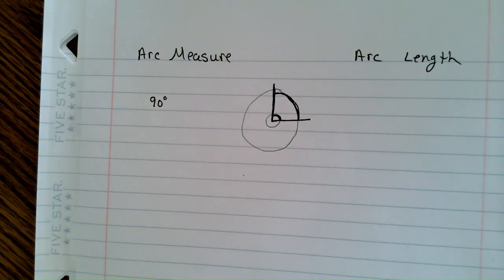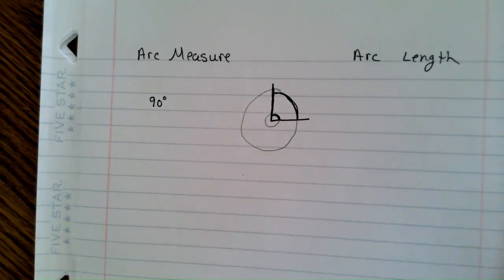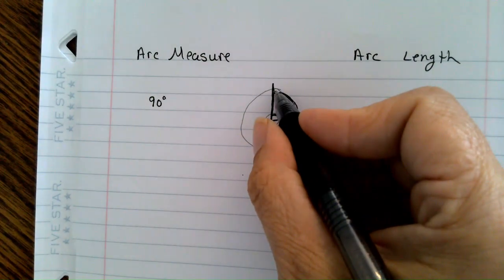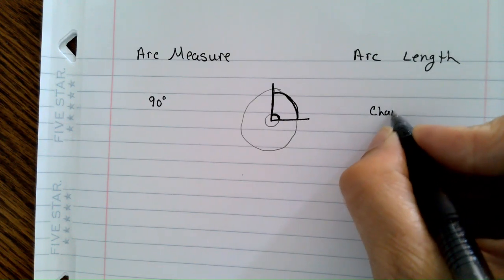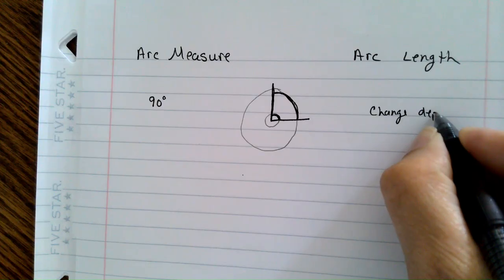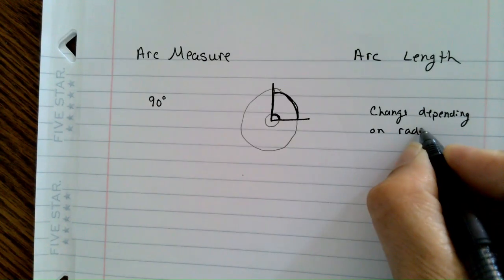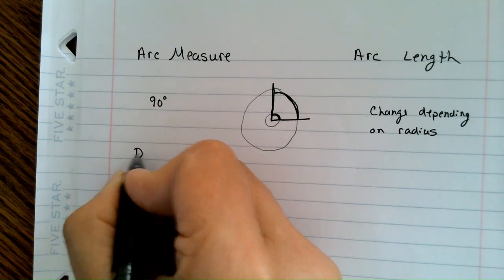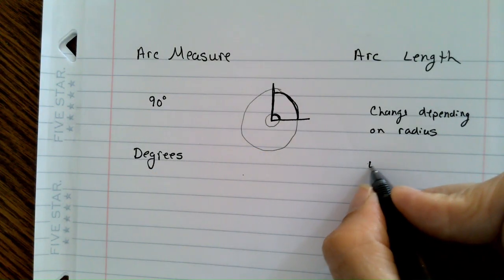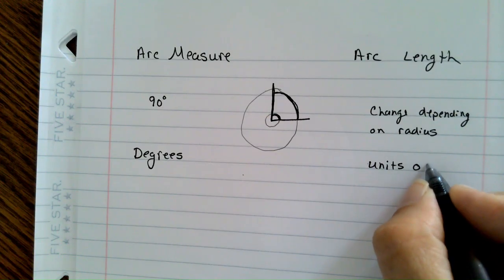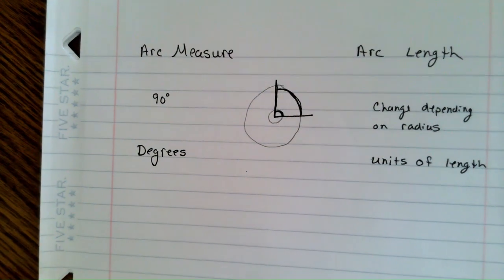Or if you run track, think about the person in lane 1 versus lane 8 going around a corner. So your arc length, how far you'd have to run, would change depending on the radius. So while this is in degrees, this is going to be in units of length. Centimeters, meters, inches, things like that.